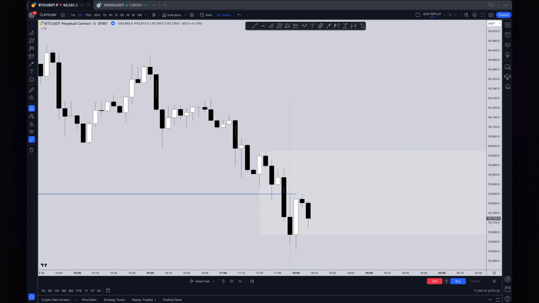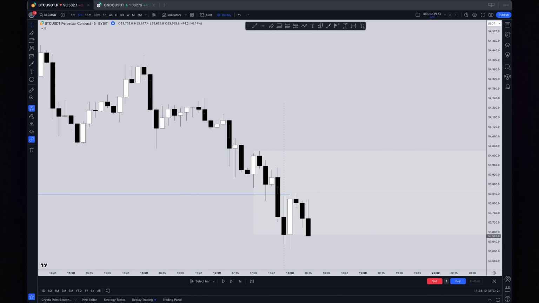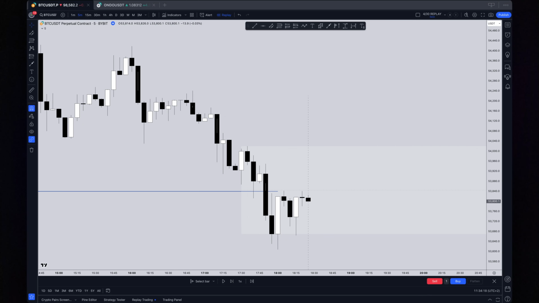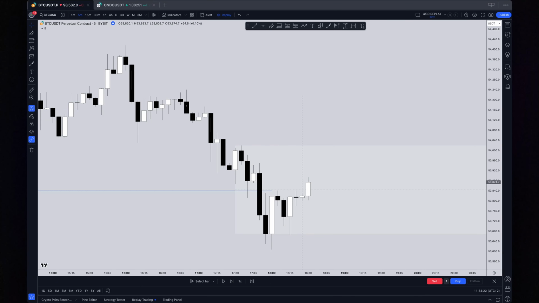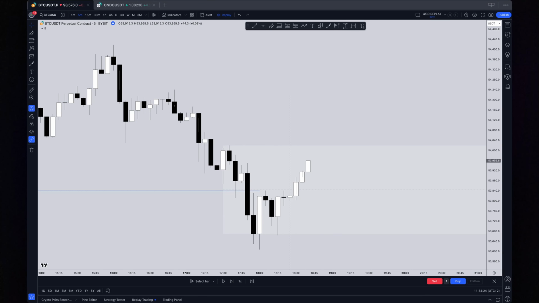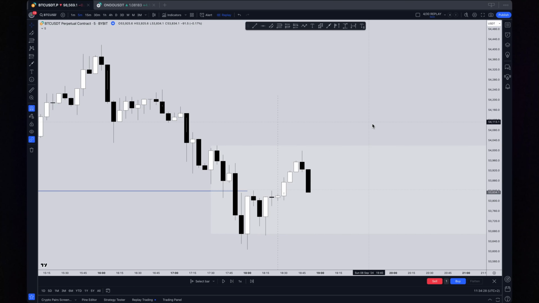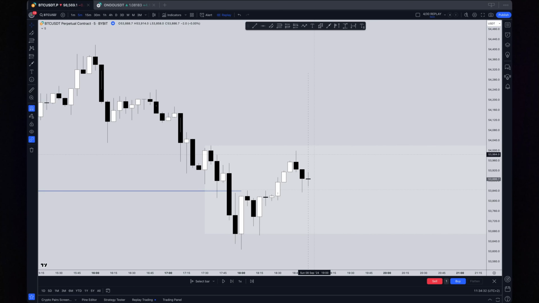Spike up, that sweeps at the EQ, swing formed. Apparently we want to go higher. Sweeps again, swing formed, higher. Sweep, swing forms, or respects the EQ and closed above the EQ. So I want to see continuation or higher, ideally higher.